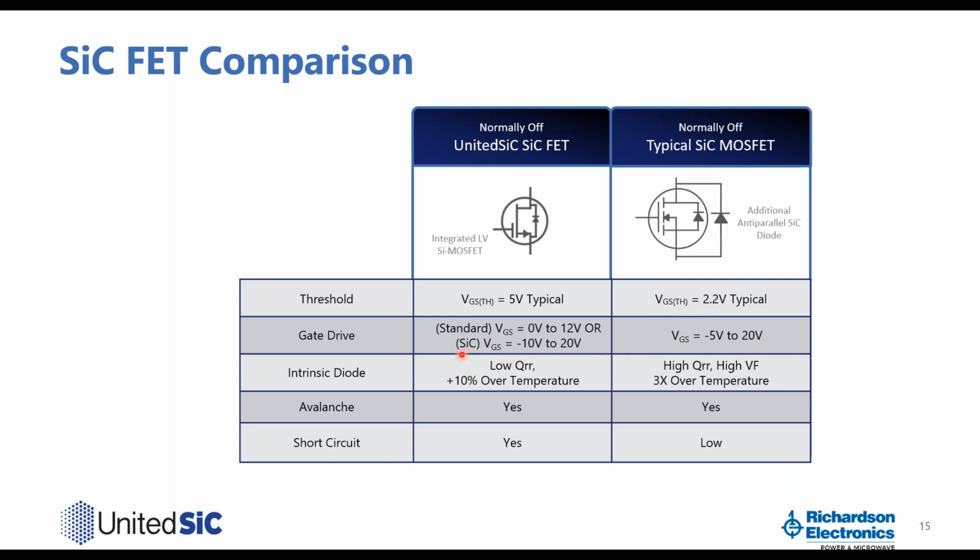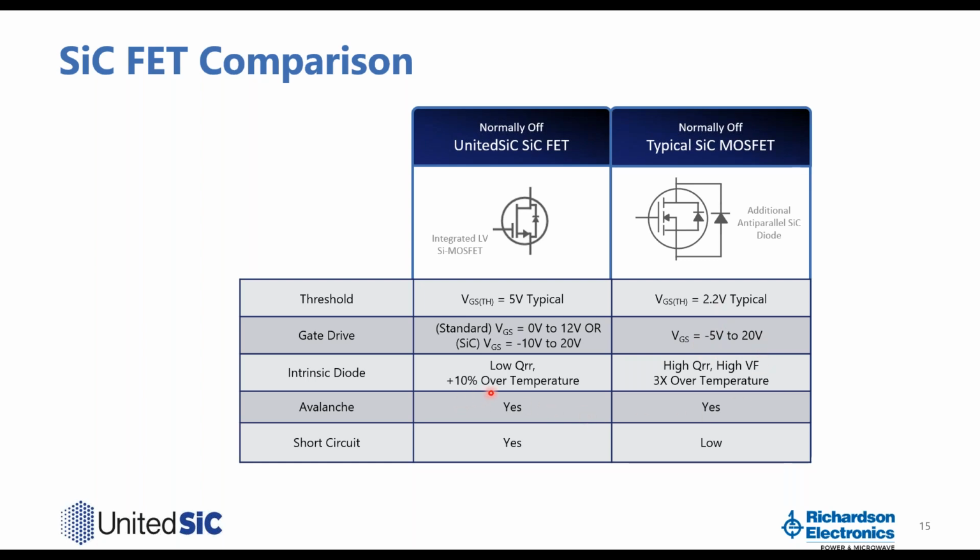As a result, for gate drive, the UnitedSiC silicon carbide FET can use the standard silicon gate drive, which is 0 to 12 volts, or you can use the silicon carbide gate drive of -10 to +20 volts. So both are okay. However, for the conventional silicon carbide MOSFET, a negative -5 volts is a must, and you also have to drive it to a high enough voltage, about 20 volts.